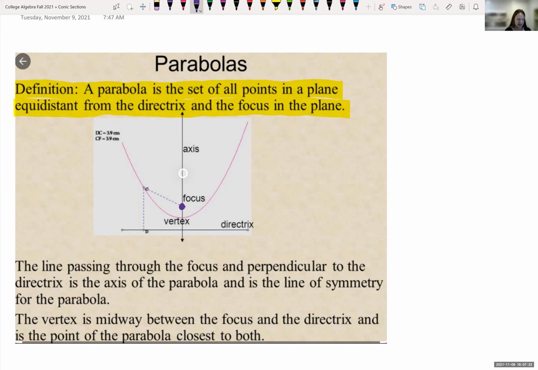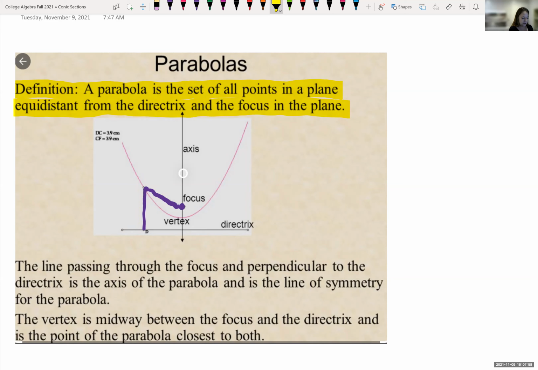So this was just telling me that there's an equal distance from the focus. So this distance in here is equal to the distance from the point on the parabola to what is called the directrix, this horizontal line in this case. Okay, so those distances of those lines are equal.